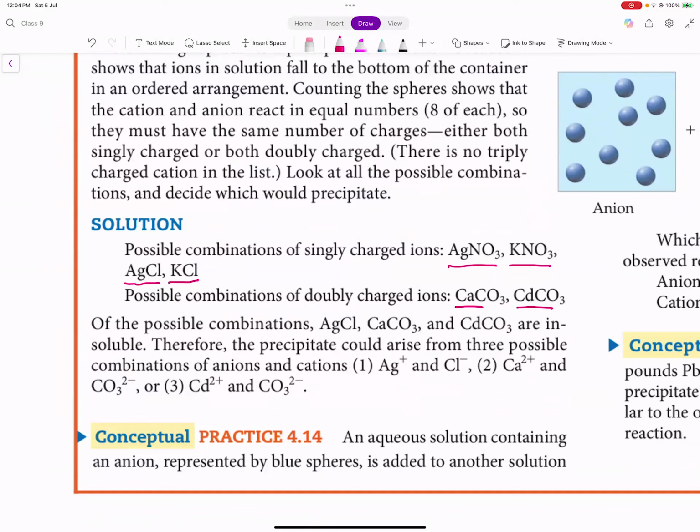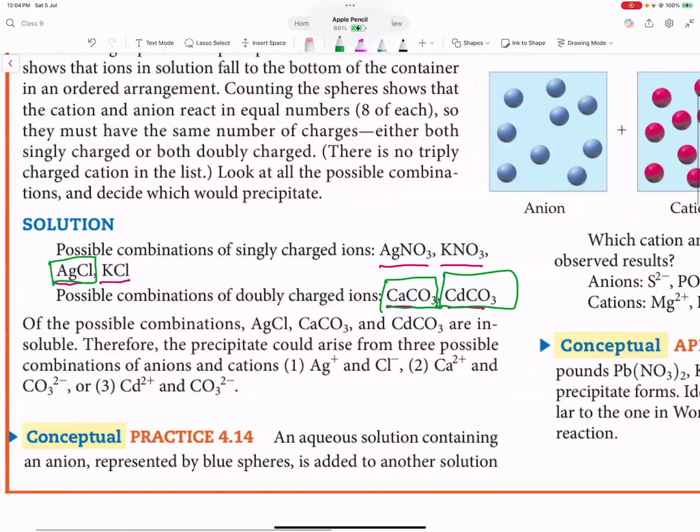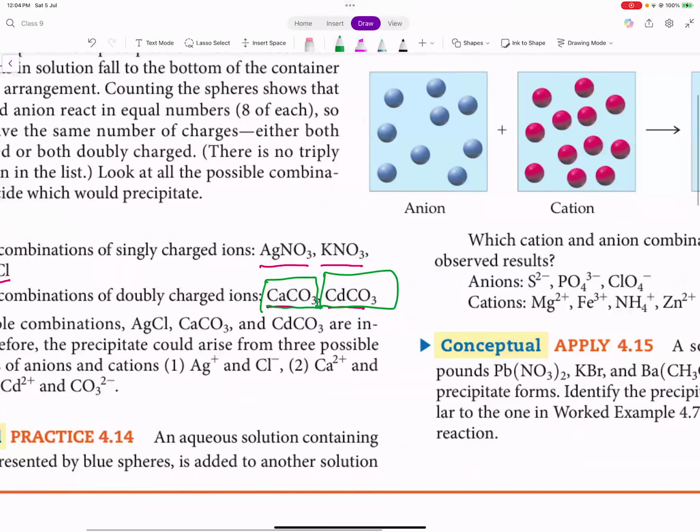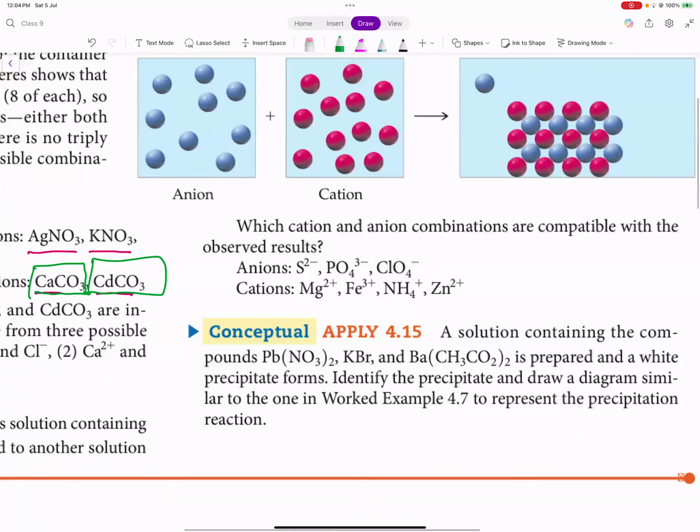So among these possible pairs, we know that KCl, AgNO3, KNO3, they are all going to be soluble. So what we are left with is that precipitate will come only in the case of AgCl here. And then if we check, it will come in the case of calcium carbonate and in the CdCO3 case. So this is how it will be formed. So this was the problem.